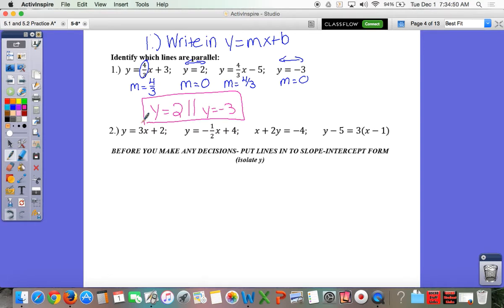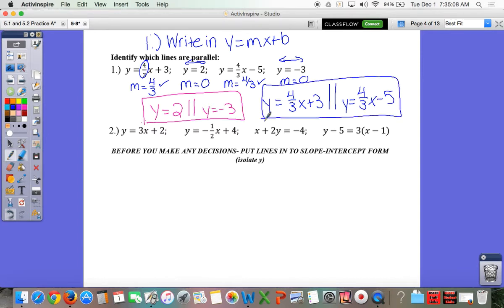And my second one is, notice 4/3 and 4/3, they're the same slope. That y equals 4/3 x plus 3 is parallel to y equals 4/3 x minus 5. So there we have our two sets of parallel lines. This one here, for number 2, we might not have the long slope-intercept form. The first one is, here the slope equals 3.